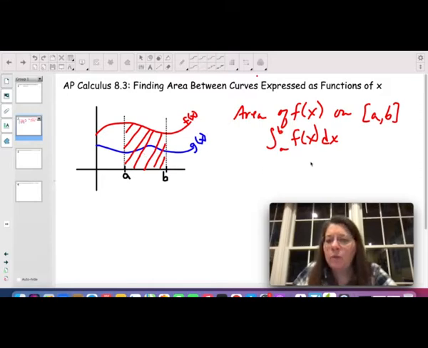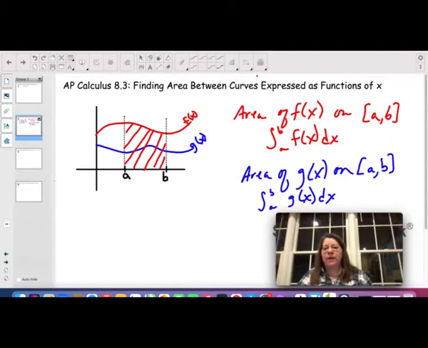And then didn't we learn to find the area under the blue curve? We could basically do the same thing, take the integral from a to b of g of x dx. So the area under the curve g of x on the closed interval a to b is signified by the integral from a to b of g of x dx. So the shaded blue area down here would be the area under the g of x curve.